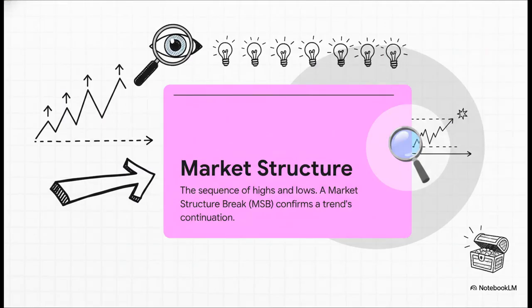Next, market structure. This is basically how we read the health of the trend. And the key signal, the thing we're looking for, is the market structure break, or MSB. So in an uptrend, when price breaks above a previous peak, that's a powerful, powerful sign the trend is probably going to continue. In a downtrend, of course, it's the opposite. This confirmation is exactly what we're hunting for.